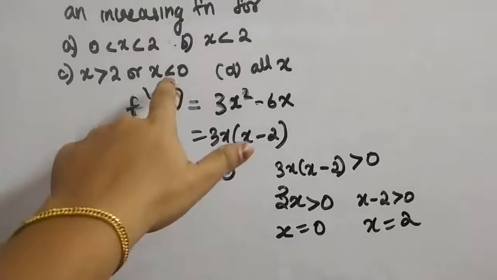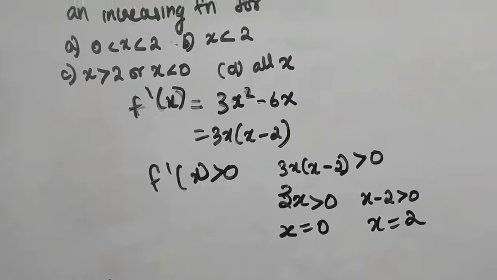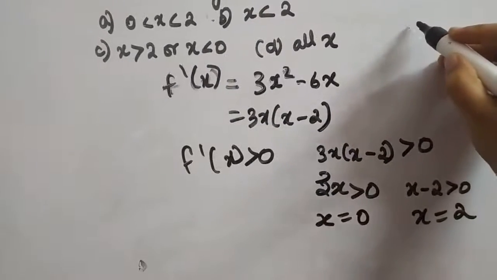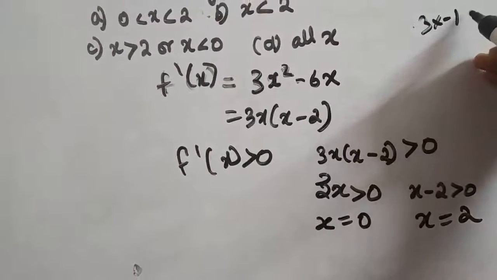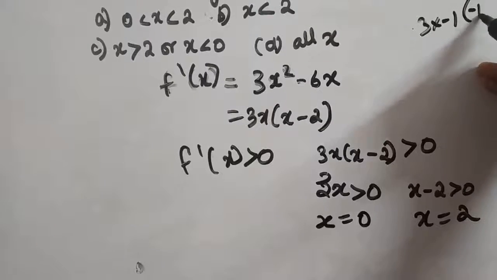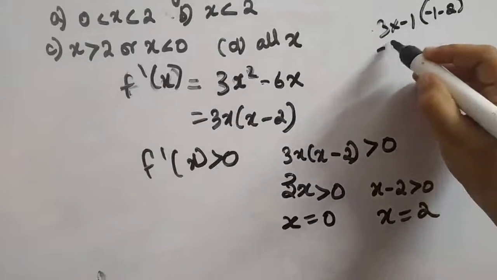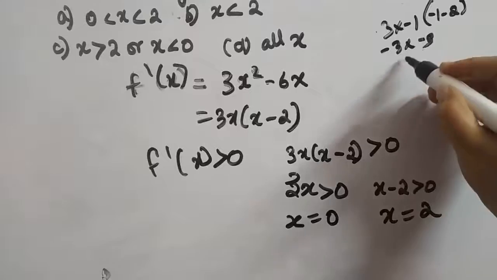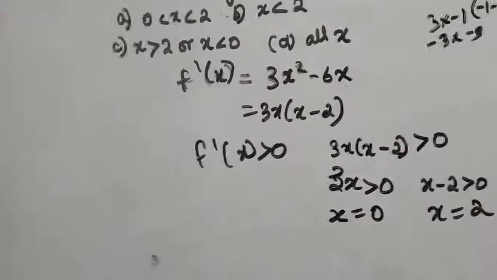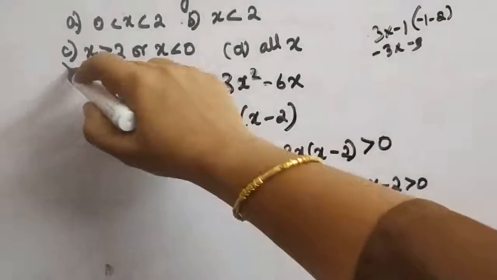Now check one value less than 0. Suppose I am checking for minus 1. So 3 into minus 1 into minus 1 minus 2. So it will be minus 3 into minus 3. So I am getting a positive value. So my correct answer is this interval.